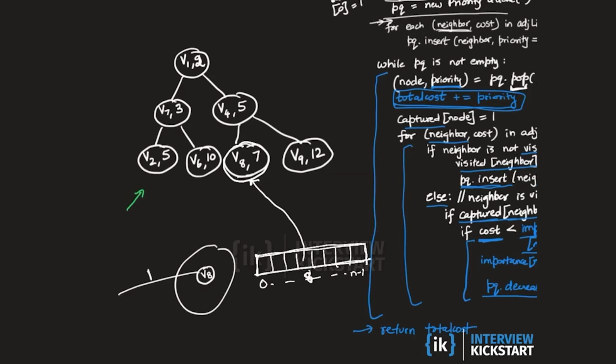So following this pointer, I reach V8 and I change its priority value to a 1. So I'm going to erase this 7 and I'm going to make it a 1. And when I make it a 1, what will happen is that the heap property is now violated. If you look at the priority value of its parent, it's 5. 5 is more than 1, and so the heap property is violated.